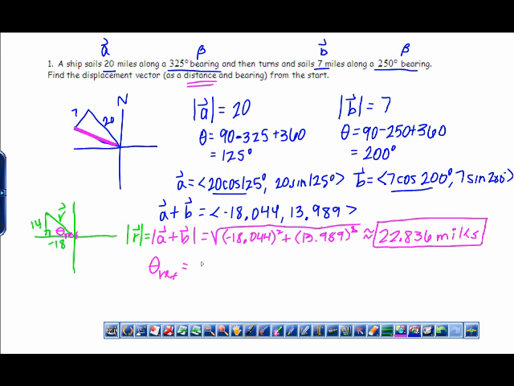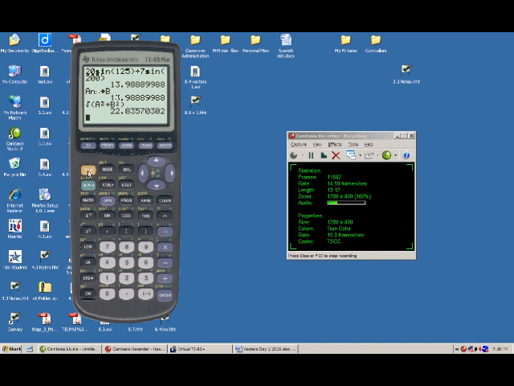This is going to be equal to arctan of the opposite over adjacent. Okay, and I'm going to just do 14 over 18, not the negative, because that will put me in a different quadrant that I really don't want to be in. At this point, I just want to find this reference angle, which is going to be the acute angle. Okay, so let's go ahead and do this in the calculator. So I'm going to do arctan 14 divided by 18. Okay, so that gives me about 38 degrees.